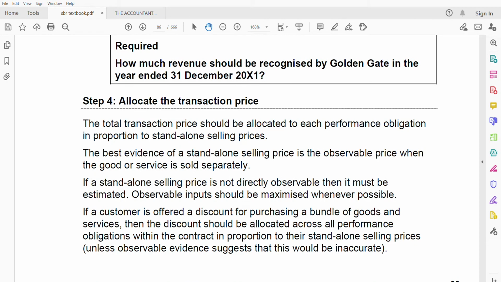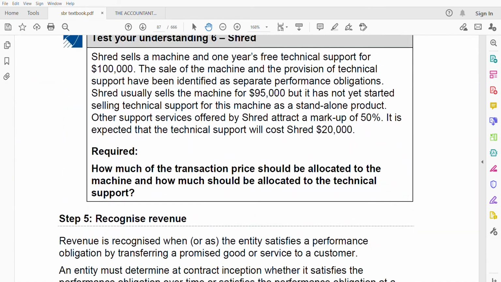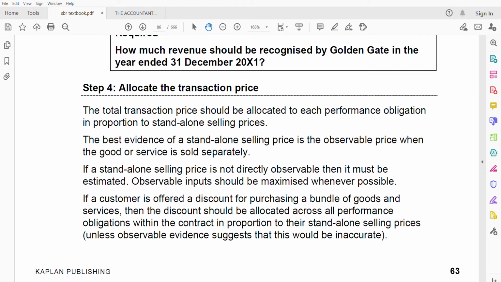What about allocating the transaction price? That is step 4. The total transaction price should be allocated to each performance obligation. One price is given, and that should be allocated among however many performance obligations there are, whether 2 or 3 or just one, in proportion to the standalone selling price. The best evidence of a standalone selling price is the observable price when the good or service is sold separately. If a standalone selling price is not directly observable, then it must be estimated. Observable inputs should be maximized wherever possible.